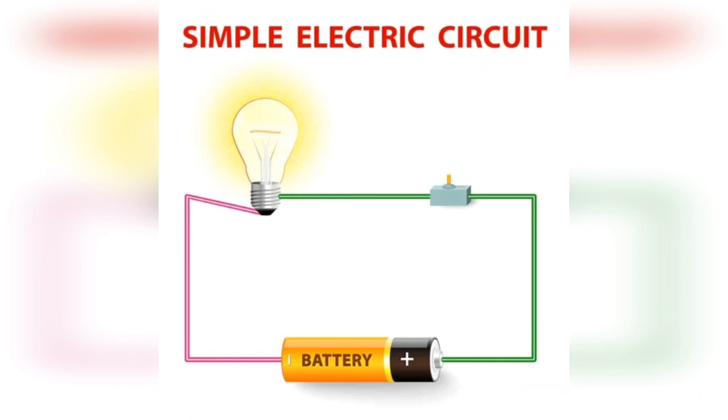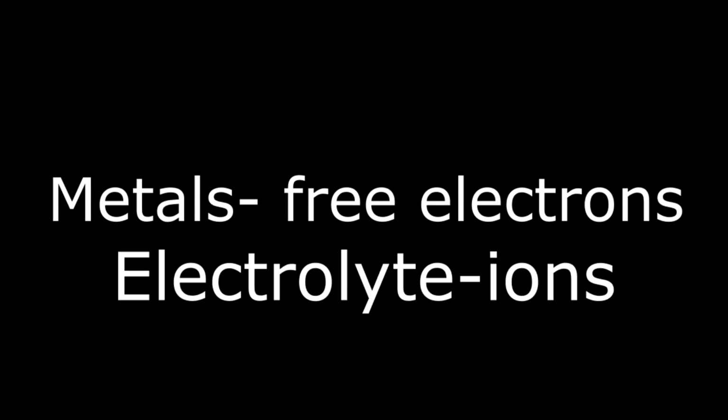As we all know, the movement of charges causes current. In metals, the moving charges are free electrons, and in electrolytes, the moving charges are positive and negative ions. The charge in motion constitutes electric current.